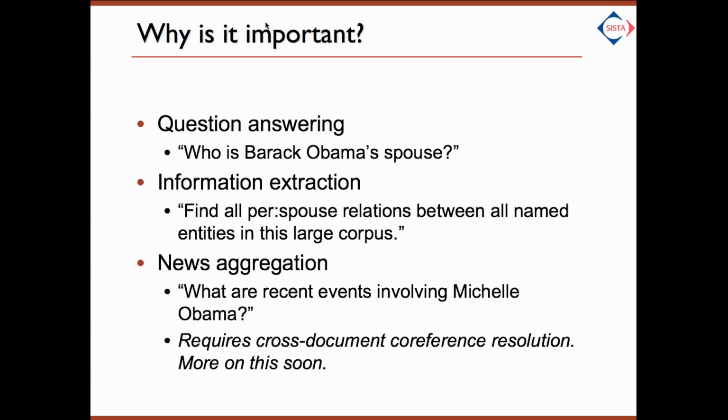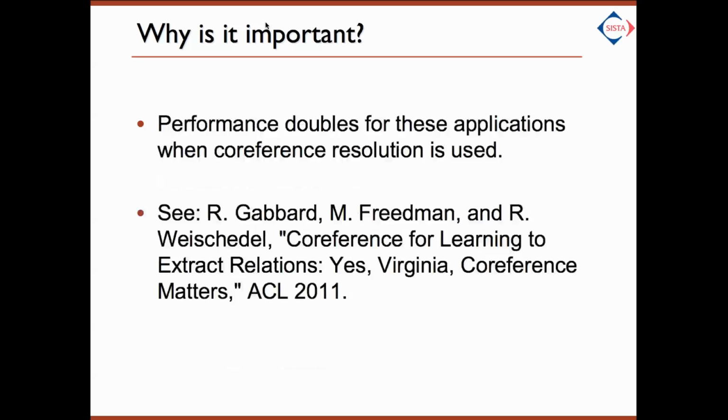Because, well, before we talk about that, there was a paper a couple of years ago at ACL, which is the main computational linguistics conference, where a group of folks from BBN showed that performance actually doubles for these applications if you employ coreference resolution. So it's very important, right?